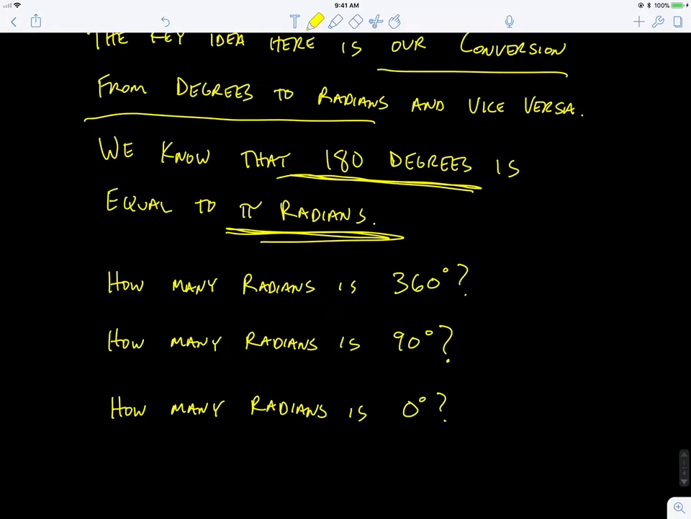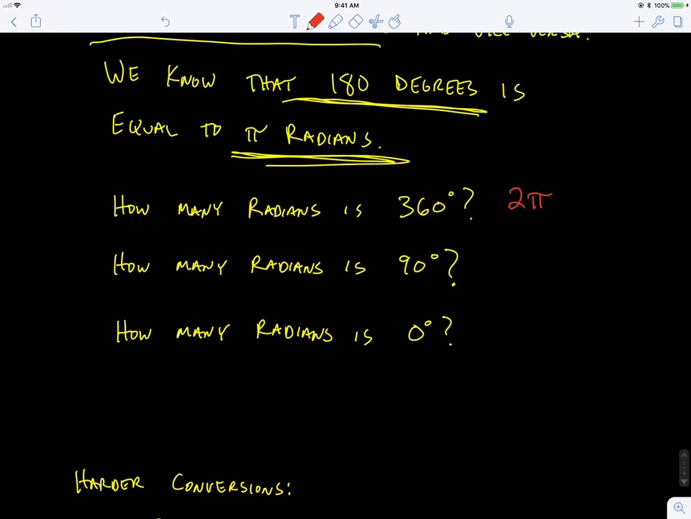So just from this, there are some easy ones to calculate. If 180 degrees is pi radians, then how many radians is 360 degrees? Well, it's just double, right? Because 360 is double 180. So 360 will be 2 pi radians. How many radians is 90 degrees? Well, again, if 180 degrees is pi, then half of 180 is 90, so half of pi will just be pi divided by 2.